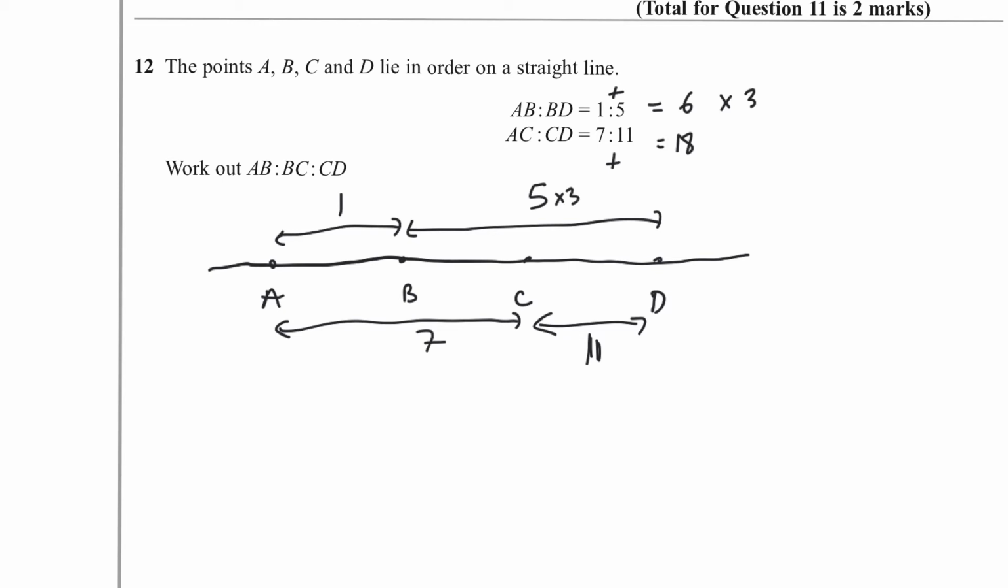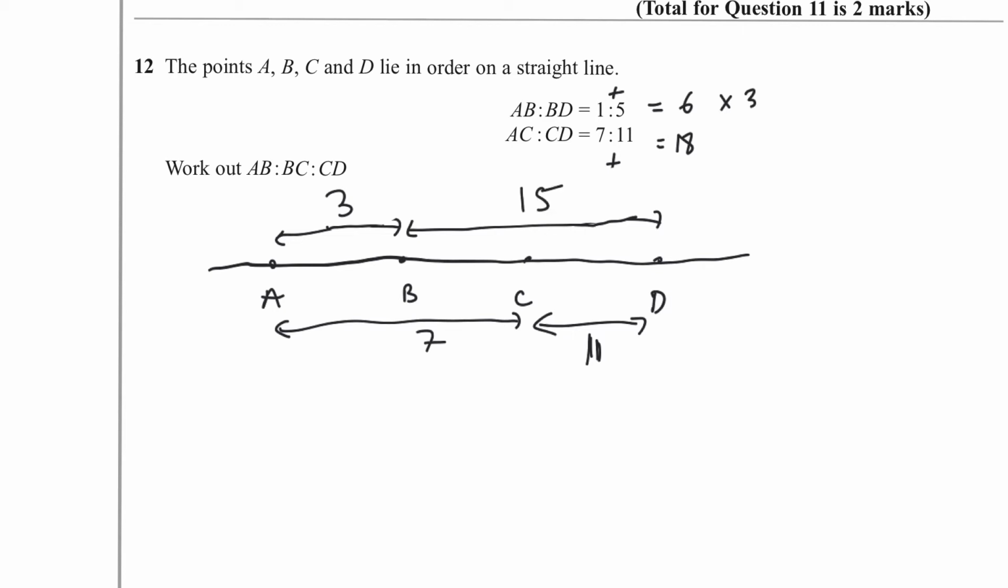So then 5 times 3 would be 15. 1 times 3 is 3. So now I'm going to give the new numbers. So the ratio is still the same. I've just multiplied them both by 3. So then it has the same total parts as the bottom ratio.